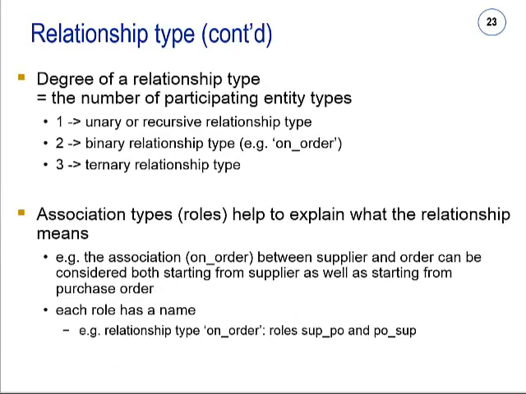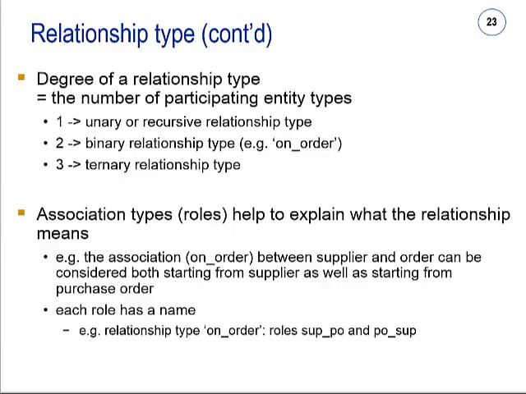The degree of a relationship type is the number of participating entity types. That could be 1. That's quite weird. Can you have a relationship type with only one entity type? Well, in fact, you can have that. I'm going to explain that later on. Let's just leave it there for the moment.